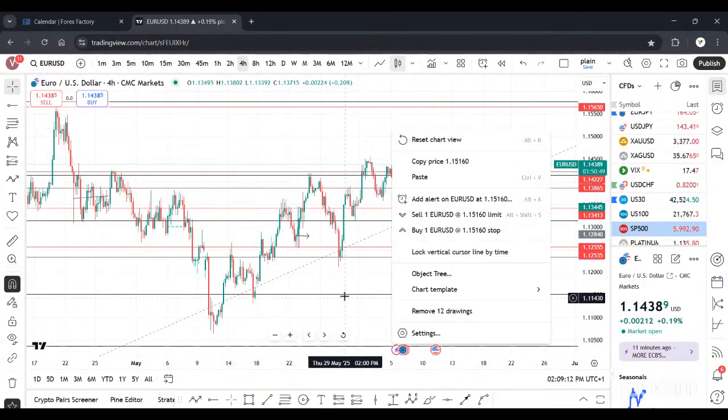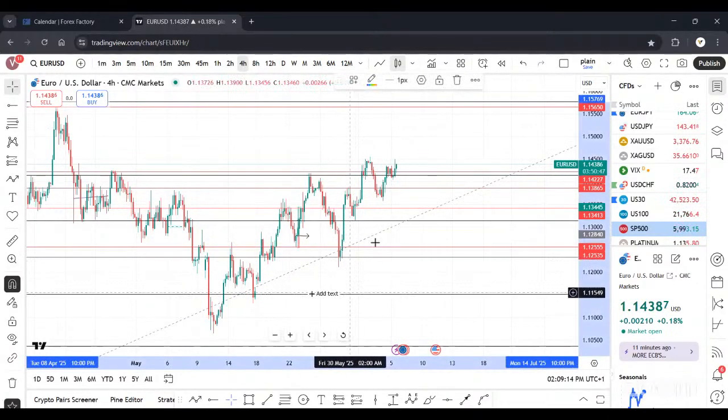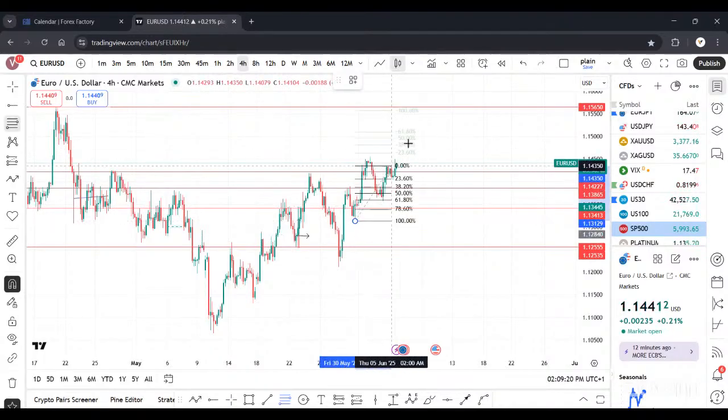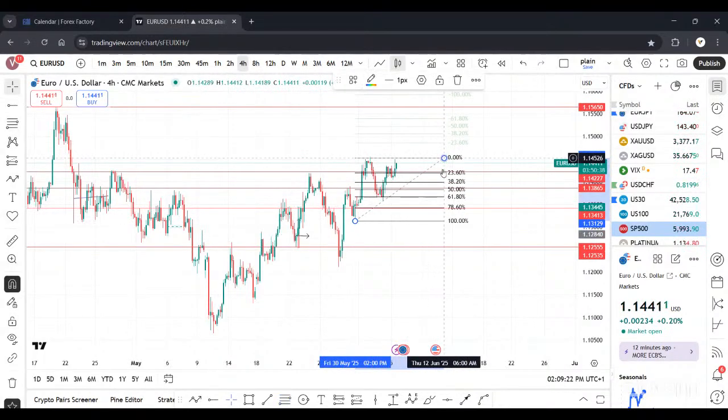If I fib the most recent swing on the 4-hour time frame, from point A to point B, this is the most recent swing right here. Price actually already held at the 61.8% fib level. If you remember, yesterday when we ran the analysis on EURUSD, we had a buyer bias. So price retraced into the 61.8% fib level, it's holding up at that point, and we're seeing some push to the upside.